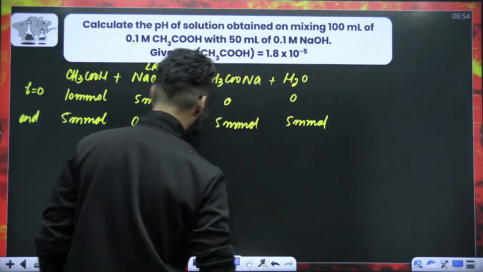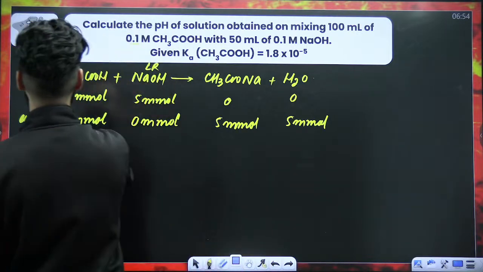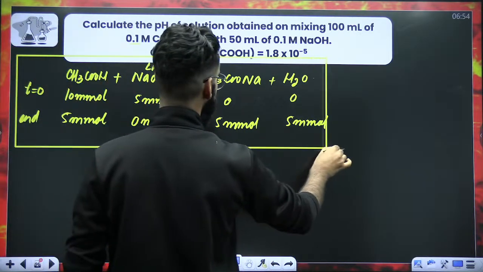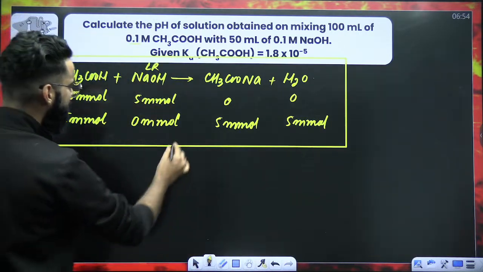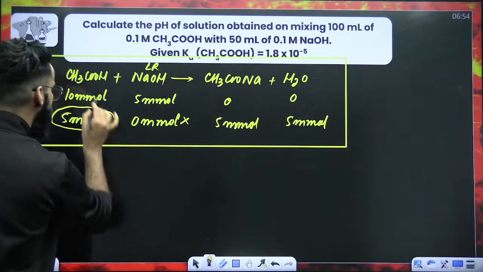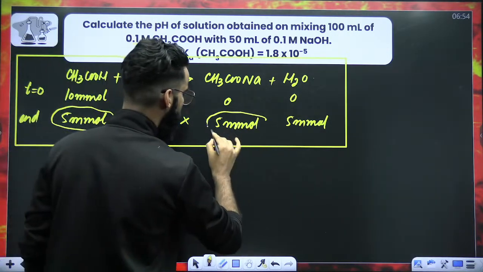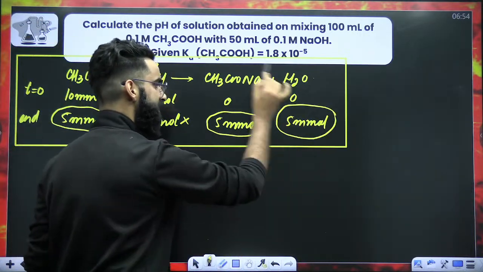Now, finally check it out. What is left in the container? What all things are left in the container? Are we left with a base? No, it's consumed. We are left with some millimoles of weak acid, and this is the salt which is there in the container. And there is water as well.